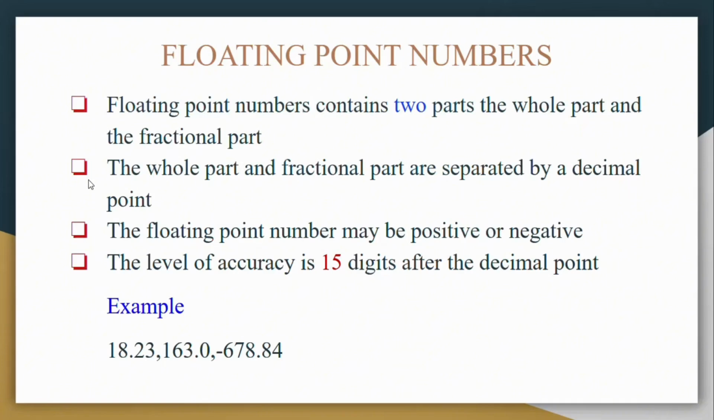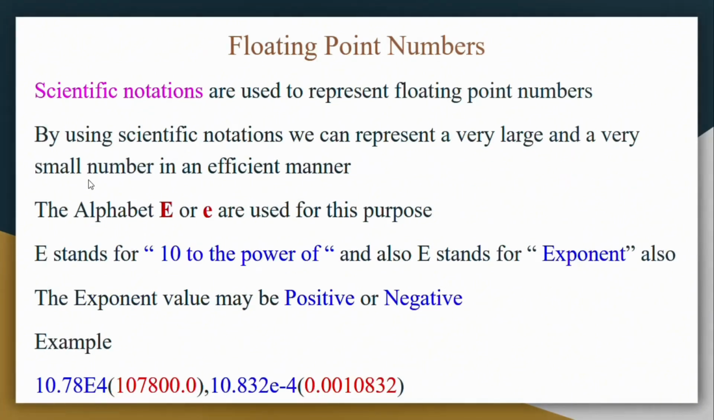The level of accuracy is 15 digits after the decimal point. Look at the examples. The first two examples are positive values. The last example is a negative value. Floating point numbers can be represented by using scientific notations. By using scientific notations, we can represent a very large and a very small number in an efficient and compact manner. The alphabet uppercase E or lowercase e is used for this purpose.